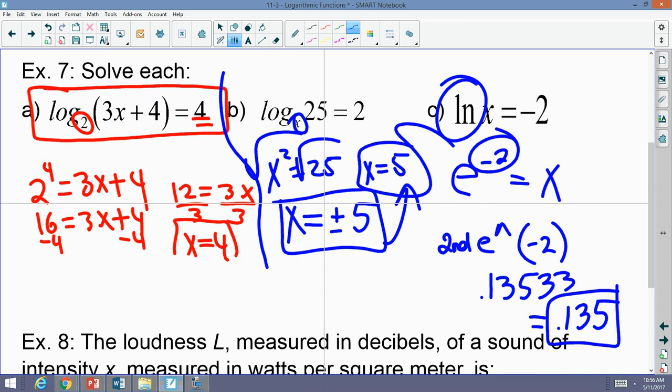Questions, comments, concerns, problems, issues, dilemmas? Sir, my brother, can we go over the calculator? Let me see. Okay, so you're going to go second function, e, and then negative 2. Thank you, my brother. Now, last but not least, I believe. Yeah, all right, cool, we're good.